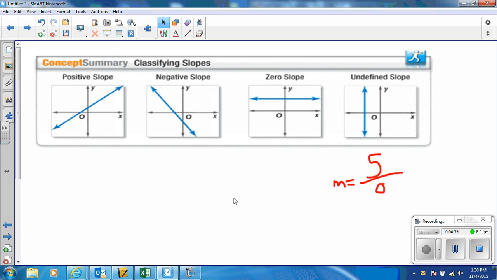Undefined slopes are always the vertical lines. If you come up with something where you have 5 divided by 0, for example, or some number divided by 0, then it's undefined. You can never, ever, ever divide by 0. So that's why you have an undefined slope at that point.